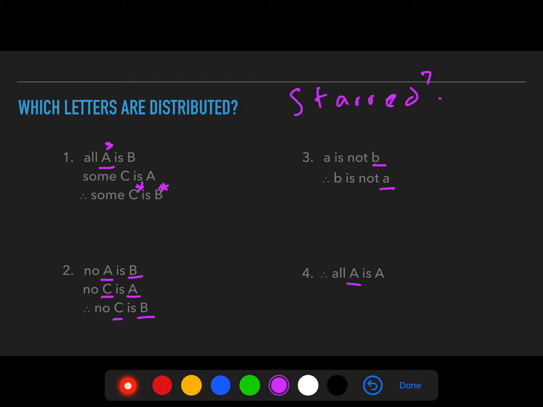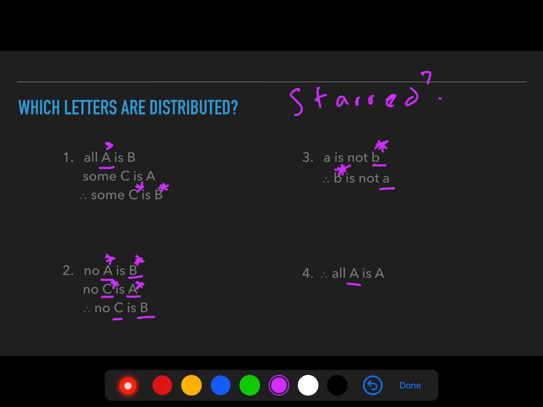And then, let's see, number two. You star the ones in the premises that are underlined or distributed, and the ones in the conclusion that are not underlined, not distributed. But those are underlined, so we don't star them in number two. Number three. In the premise, we star the ones that are distributed. In the conclusion, we star the ones that are not distributed, not underlined.